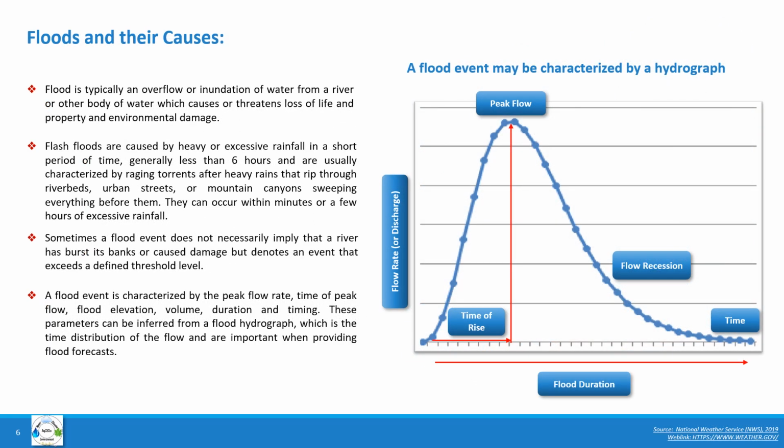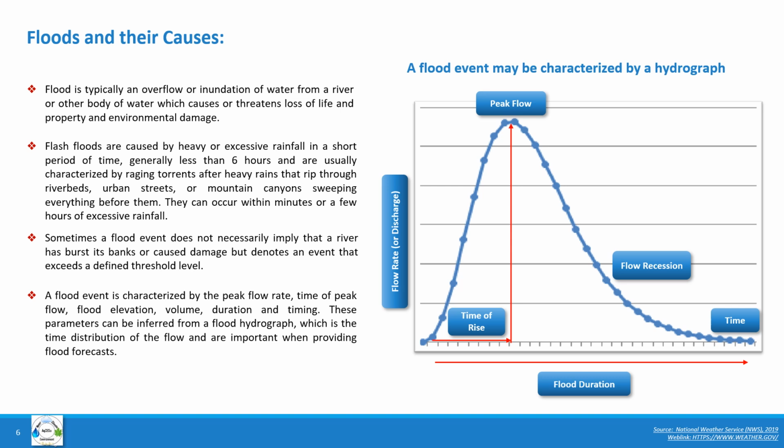What is a flood? A flood is typically an overflow or inundation of water from a river or other body of water which causes or threatens loss of life and property and environmental damage. It is normally an overflow of water onto normally dry land. Normally it is the inundation of a typically dry area caused by rising water in an existing waterway such as a river, stream, sea, storm surges, or drainage ditch. Many types of flooding are characterized by overbank flooding of the waterway.